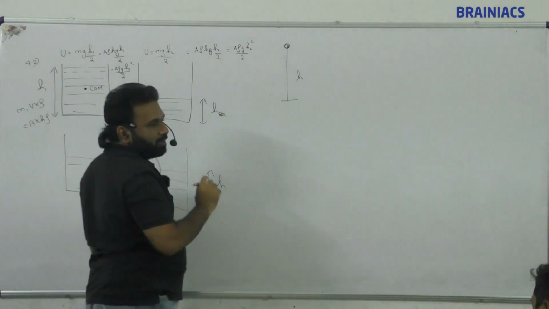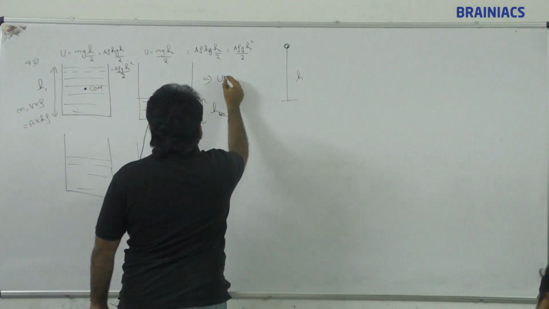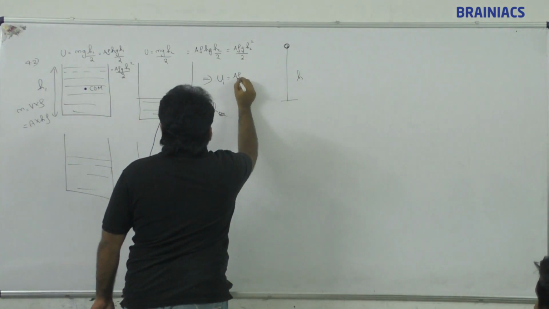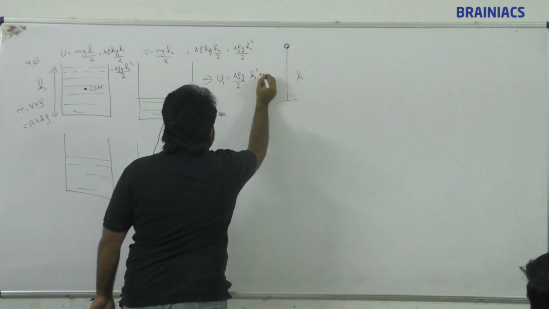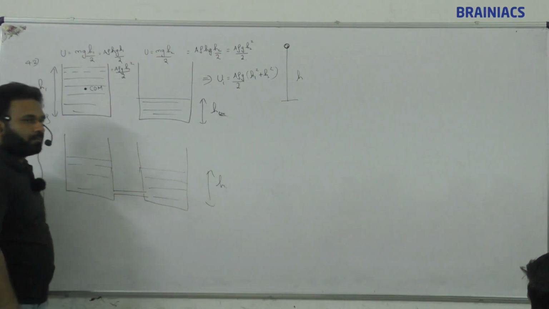This is potential energy. The potential energy of the whole system is going to be how much? This is initial, if we say E divided by 2 h1 square. First one, is there any doubt?